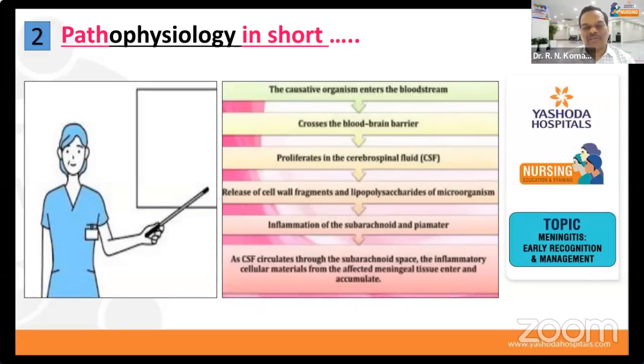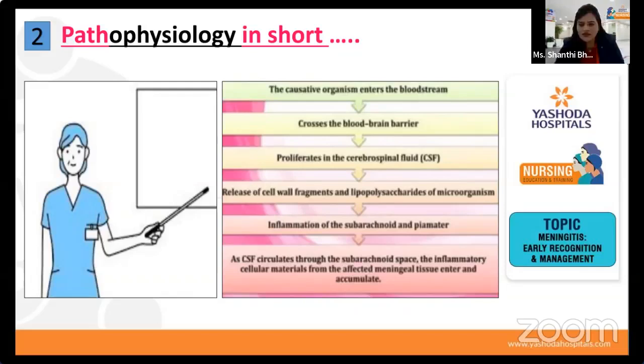This is what we call a parameningeal source of infection. So it is again very, very important to look for CSF rhinorrhea or CSF otorrhea in patients who come with head injuries, like whether there is a leaky CSF, whether the CSF is leaking from the nose, or whether the CSF is leaking from the ear.